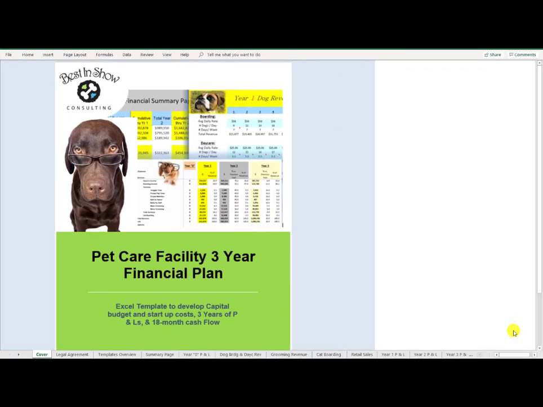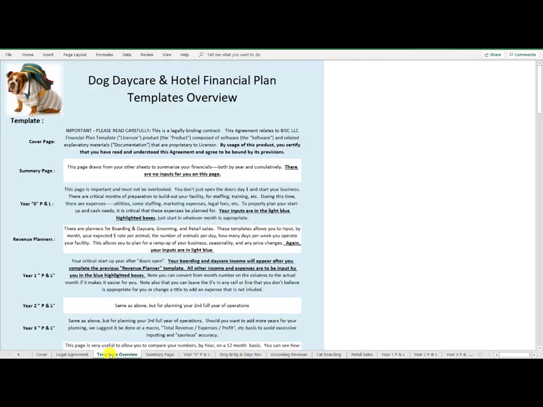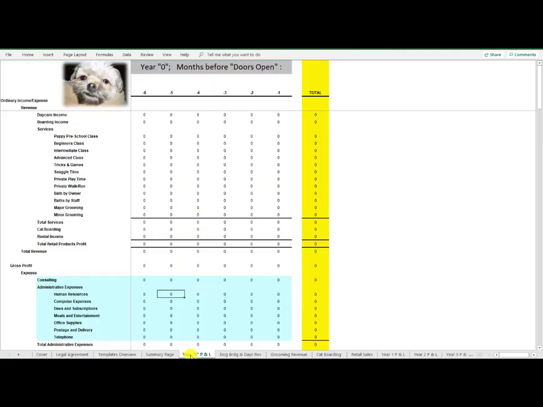So I now have the 3-year financial plan up in Excel. Here's your tabs across the bottom. So we've got a templates overview, which tells you what's in every one of these tabs, what your inputs are, and why it's important for you. Then we've got our input pages, our year 0 P&L, or the 6 months before you open your doors where you don't have revenue but you have to capture your expenses.